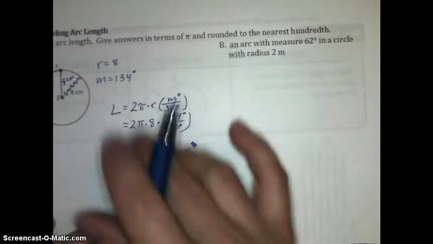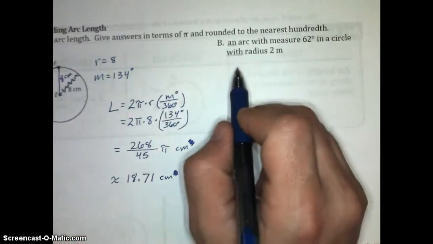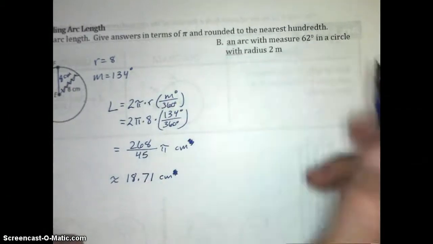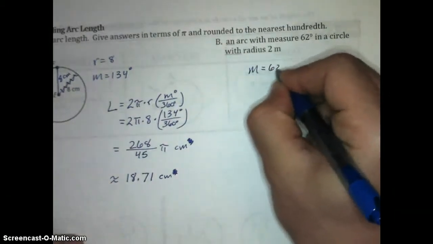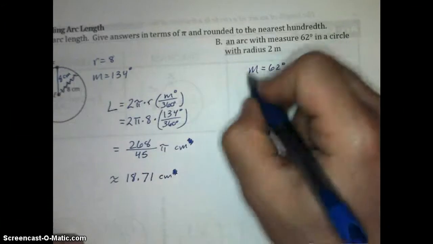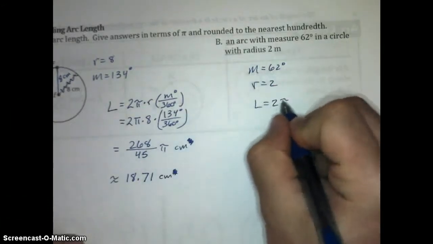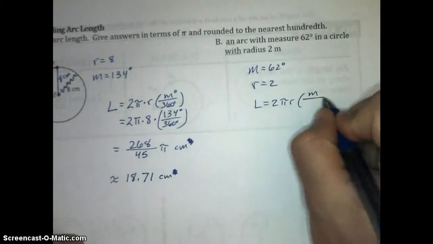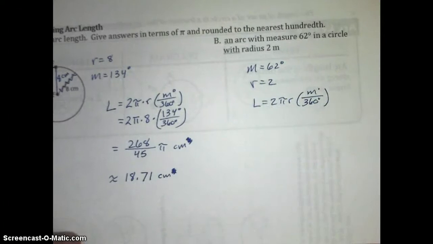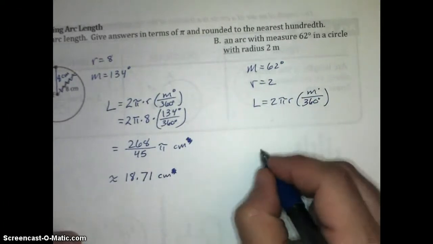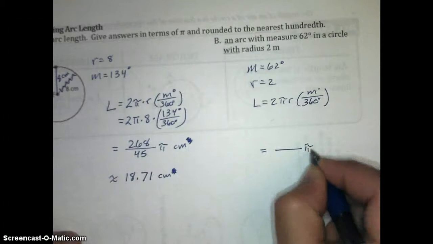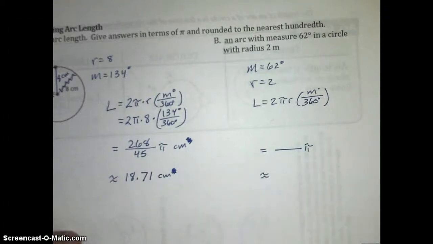Alright, on part B, we can do the same thing even if we're not given the picture. They'll still give you the most important information. We have an arc with a measure of 62 degrees. That's what m is. In a circle with a given radius of 2 meters. Well, now we have enough information to plug into this formula. Why don't you plug in the information, work out your solution, write it in terms of pi, a reduced fraction times pi, then also round to the nearest hundredth. Pause the video so you have enough time to do this, and when you are ready, push play, and you should get the following results.